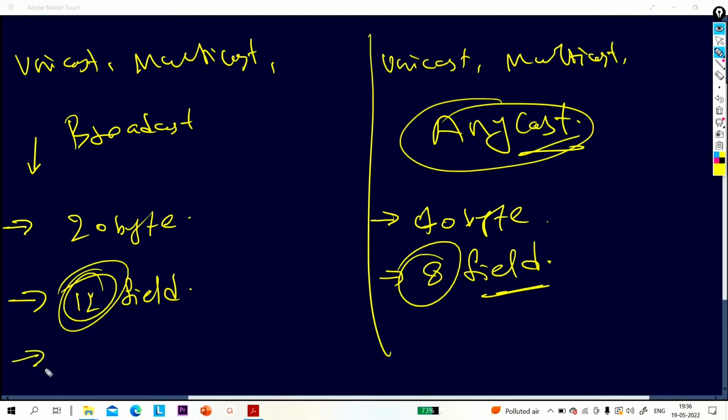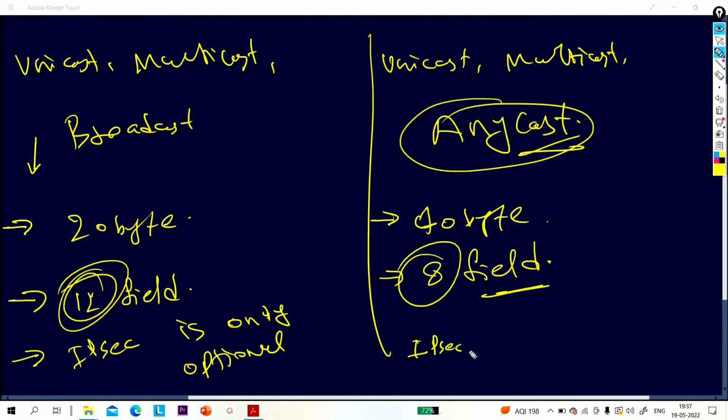And guys, in IPv4 by default security is optional, right? So IPsec is only optional in IPv4, right? But in IPv6, IPsec is an inbuilt feature. Inbuilt feature, right? So you can write like this, inbuilt support. So these are some differences between IPv4 and IPv6, right?